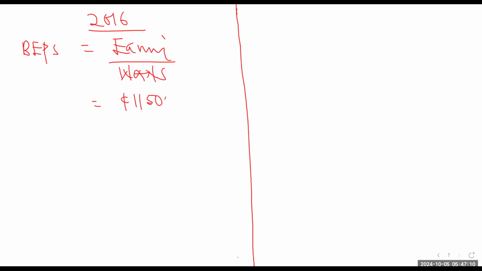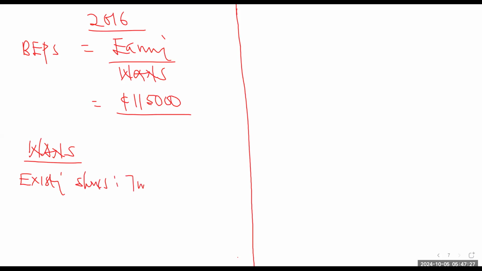Okay. So we have to calculate our weighted average number of shares. This one we can also do it like this. We have our existing shares, 7 million, isn't it? Yes. Multiplied by 12 over 12, we are going to be having 7 million.